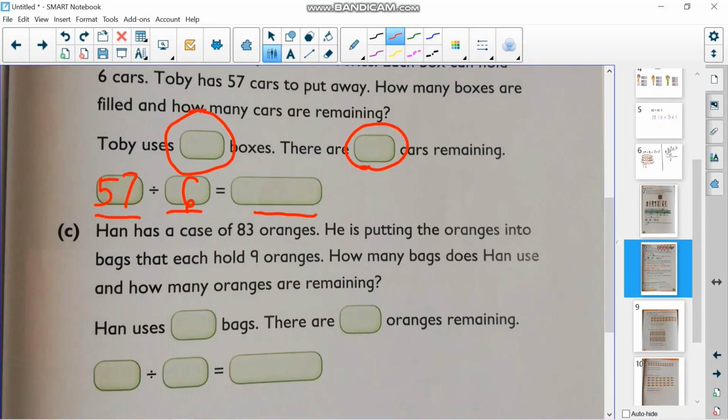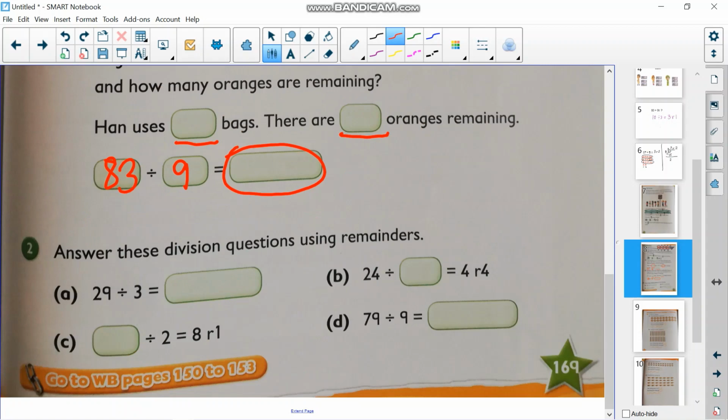So for letter C, Han has a case of 83 oranges. He is putting the oranges into bags that each hold 9 oranges. How many bags does Han use and how many oranges are remaining? So you have to divide 83 by 9. 83 divided by 9. So write your answer here and your remainder here. And then your final answer here.